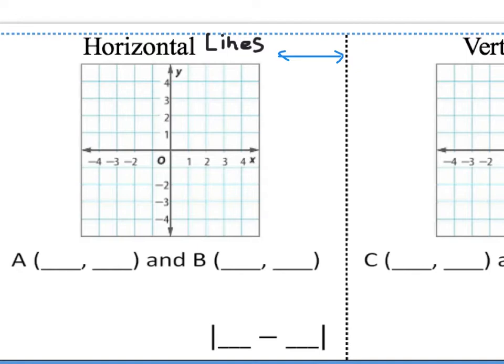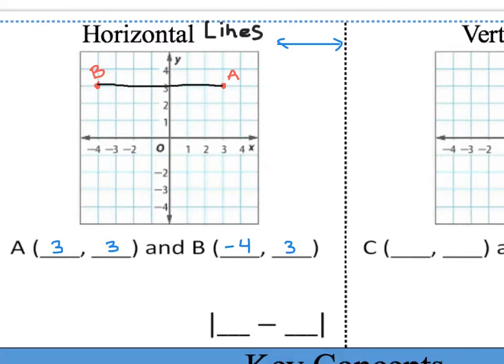So for example, let's go ahead and pick some points. So for point A, let's call it 3, 3. And for point B, let's call it -4, 3. So let's go ahead and plot point A on the grid. So this is the location of point A. And this is the location of point B. We can go ahead and connect these two points to make a horizontal line.